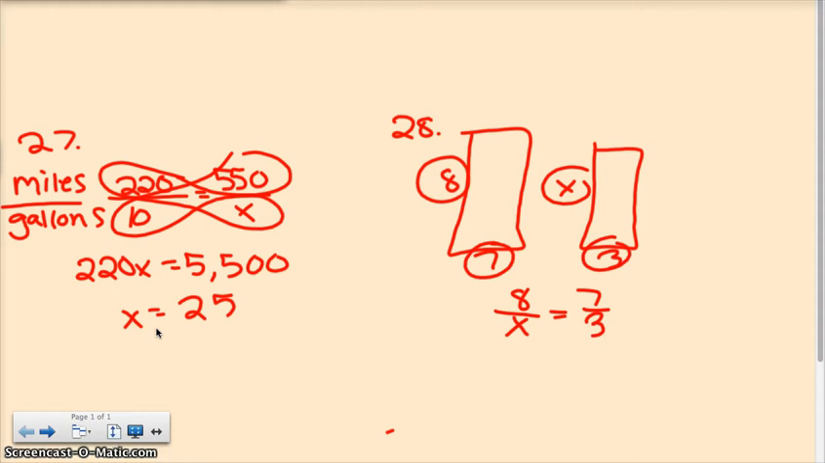Cross product it. 7x is equal to 24. x is 24 over 7. I see that they have it as a decimal, so I'm just going to plug that into my calculator. 24 divided by 7 is 3.4. x is approximately 3.4.